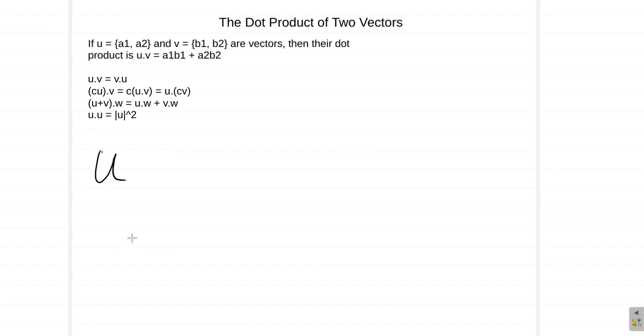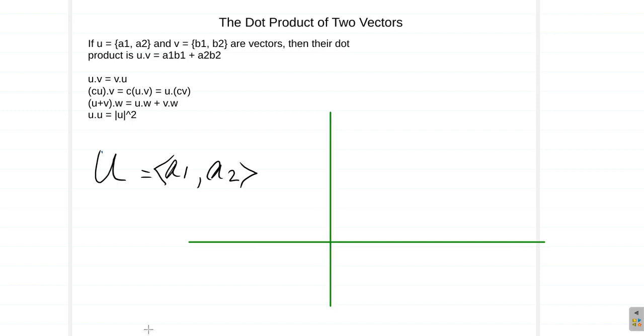The vector u equals a1, a2. Now remember, it's these types of brackets that you use when you represent vectors. You have a vector, and it is a position vector. Let's say you have your x and y-axis. The vector you're talking about might be something like this, where this end starts at the origin, 0, 0. This end is over a1 and beside a2, all right? So that's a1, a2. You see that? See what I mean?